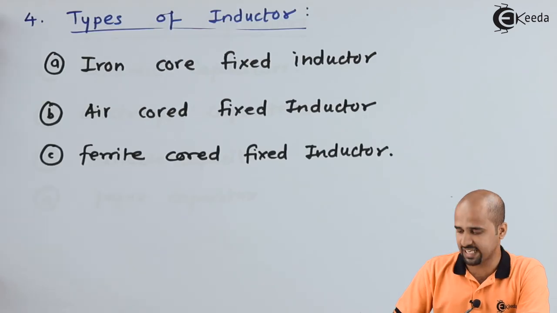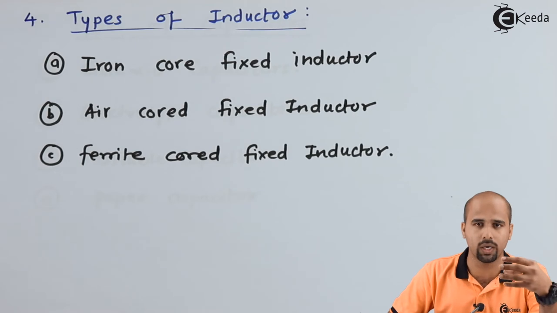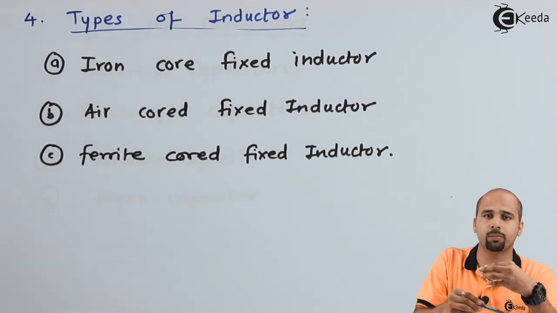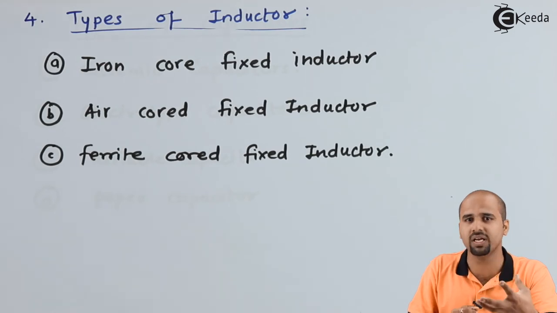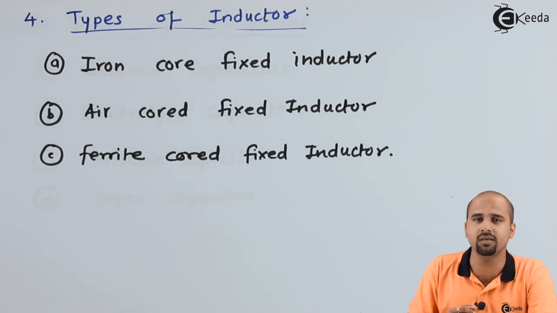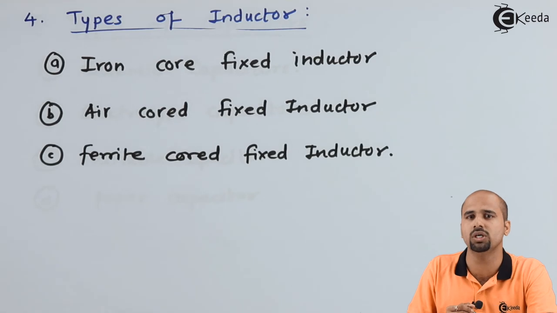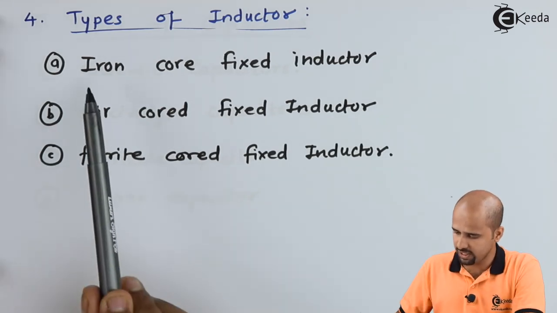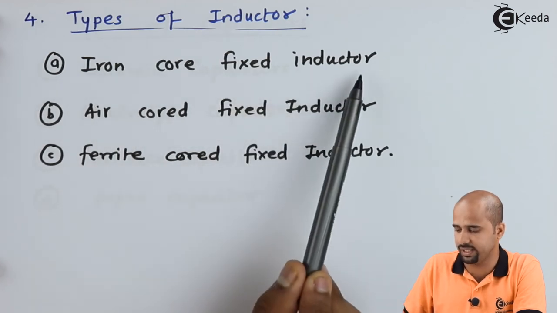Let us move towards the types of inductor. Basically, an inductor is formed with one core and one wire which is wound on that particular core. So there can be different material for cladding, different material for core, different material for winding as well. First one is iron core fixed inductor.